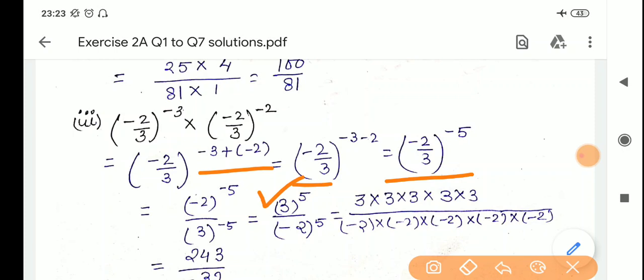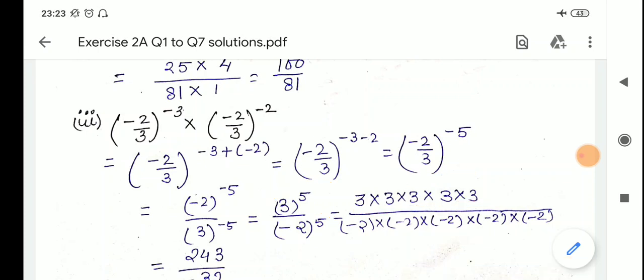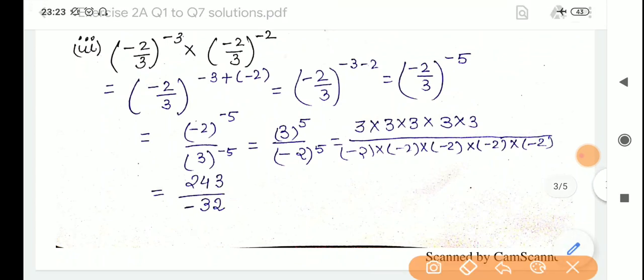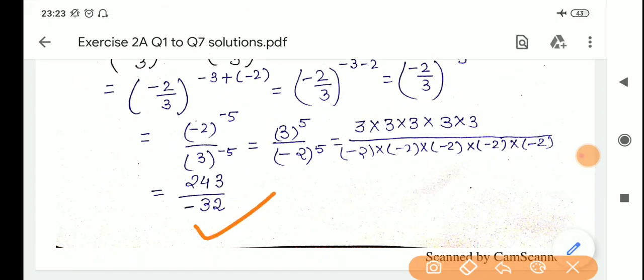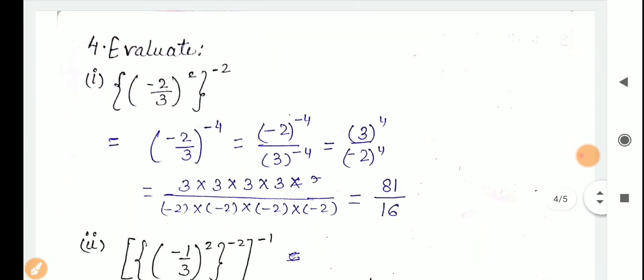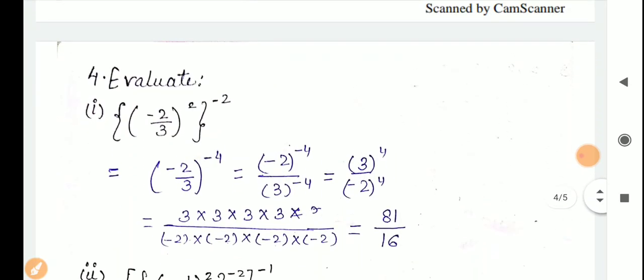When we solve it further, 3 3s are 9, 3s are 27, 3s are 81, 3s are 243, and here the minus stays. The power is odd, so the sign will be negative. Then 2 2s are 4, 4 2s are 8, 8 2s are 16, 16 2s are 32. So the answer will be -243 by 32. Clear? Now moving forward to question number 4, it is evaluate.